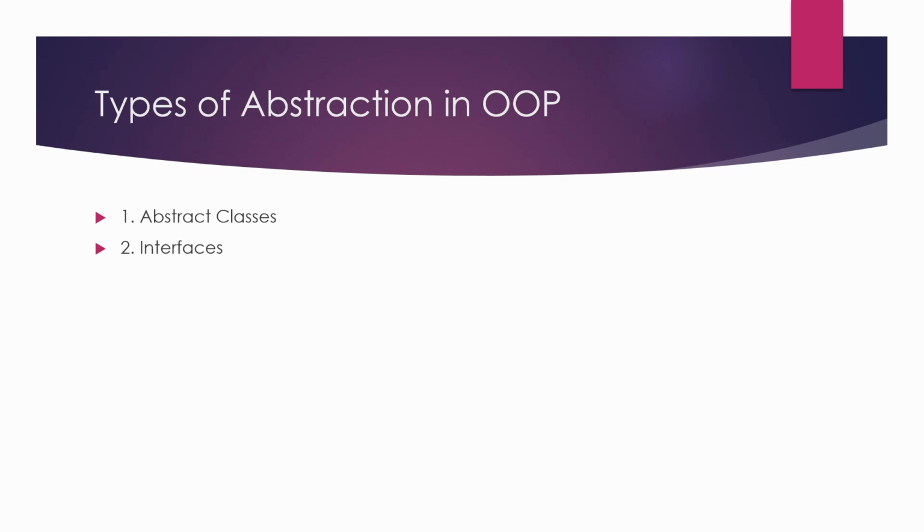In object-oriented programming, there are two main types of abstraction: abstract classes and interfaces. Let's understand both in detail.